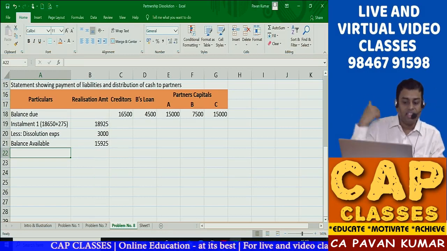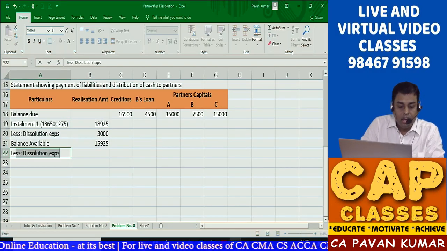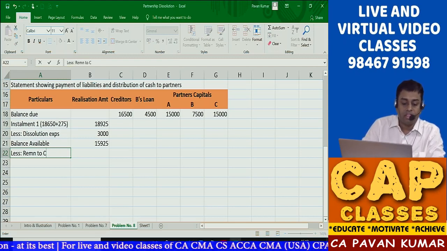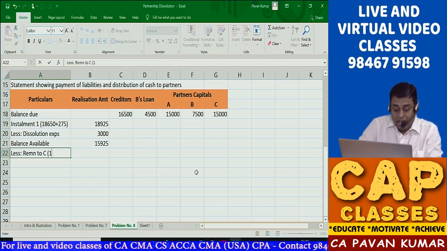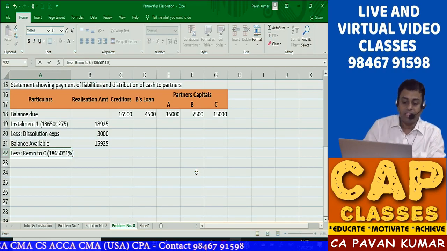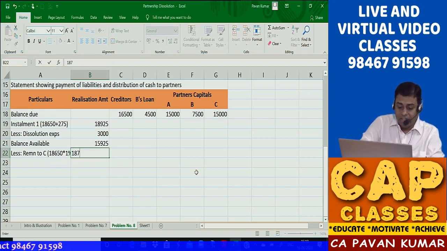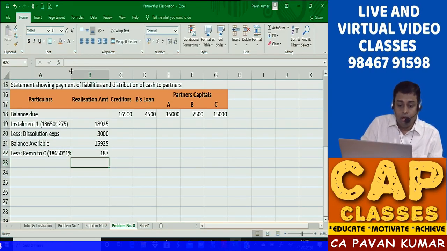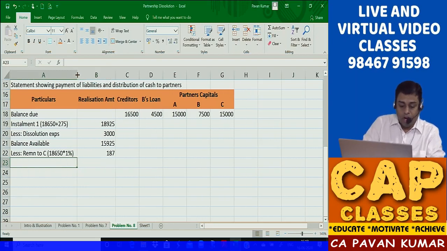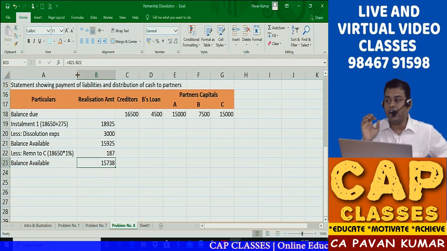Correct? So shall I distribute it to creditors? No. Liquidator's expenses, liquidator's remuneration. So less remuneration to C. How to calculate remuneration? 18,650 into 1%. So 1% on the assets realized. 18,650 into 1% is coming to 186.5. So let us say 187. So what is the balance available? This minus this. 15,738 rupees you have.